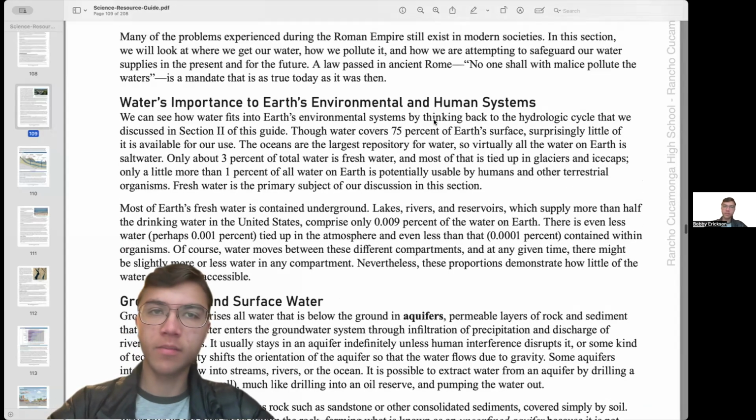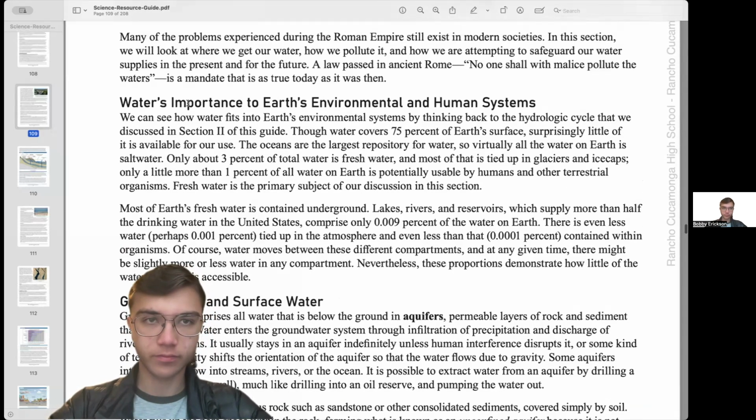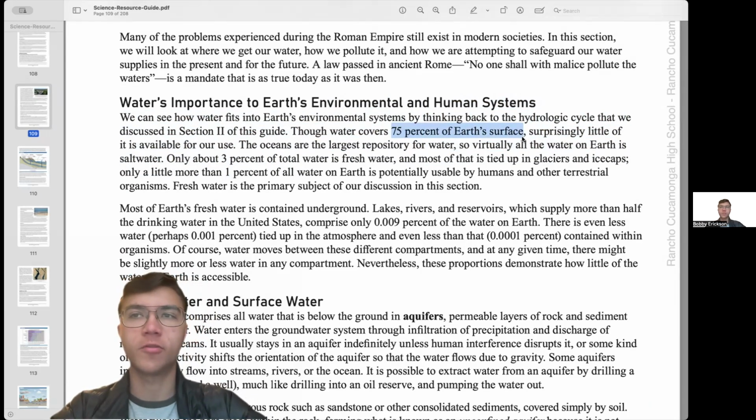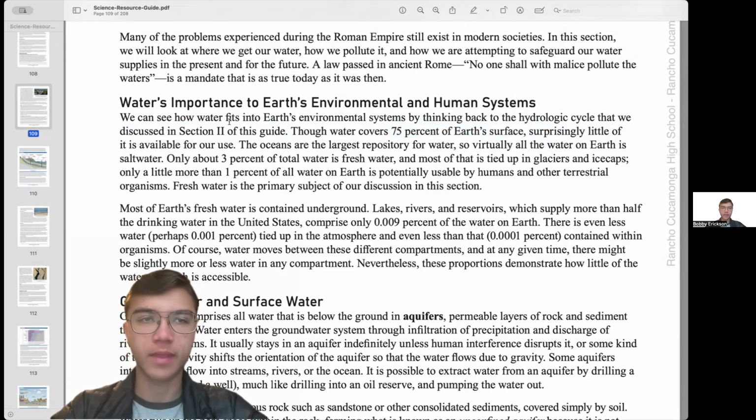Okay, so next up, we're going to start to talk about environmental and human systems as it relates to water. We need to start thinking back to that hydrologic cycle that we talked about in section 2, and how water covers 75% of the Earth's surface. This should be a pretty easy number to remember if you're ever tested on it. Only a little bit of it is actually able to be used as drinking water, or even just as water to feed plants and such.